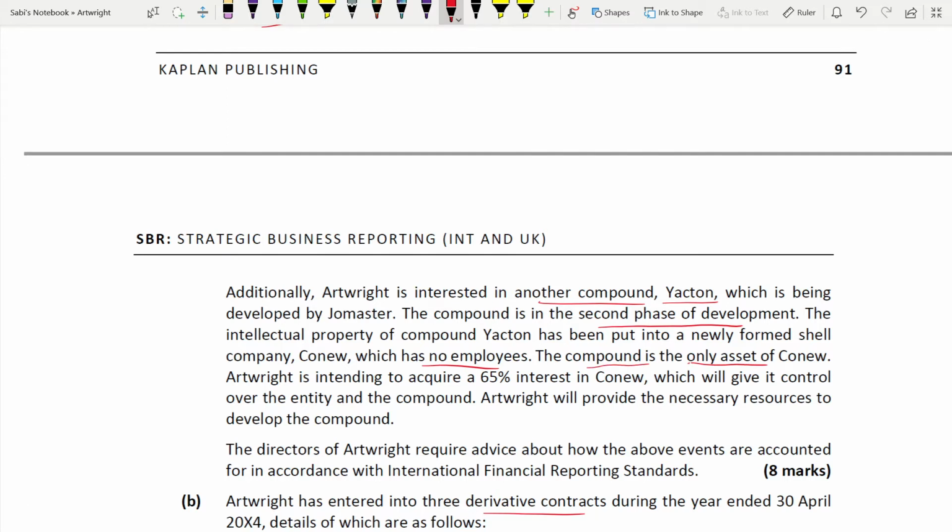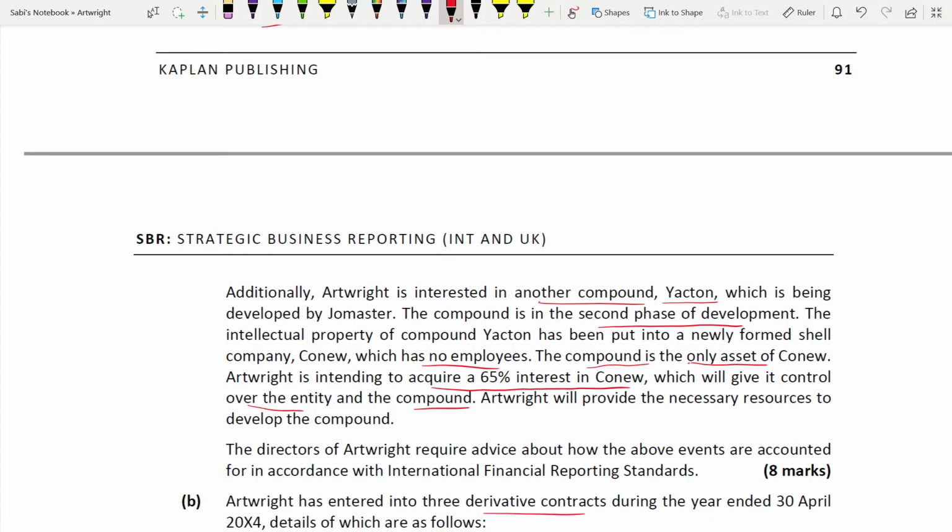Artwright is intending to acquire a 65% interest in Conio, which will give it control over the entity and compound. Definitely, 65% is more than 50%, which means it will have control. Artwright will provide the necessary resources to develop the compound. Now, how will these events be accounted for?